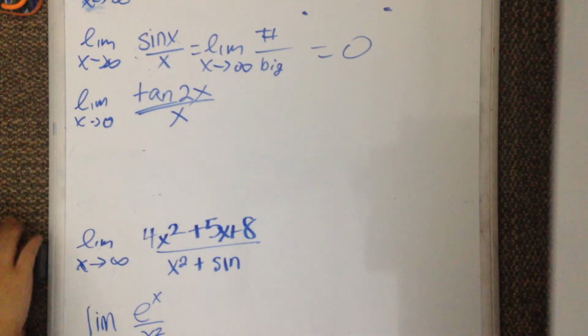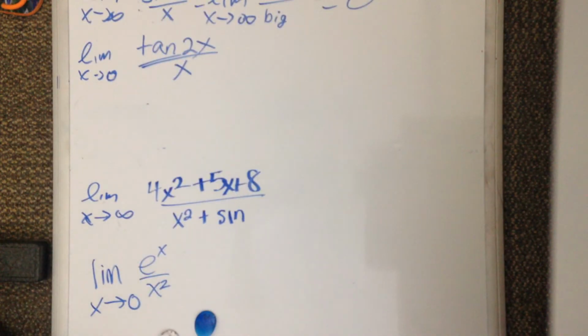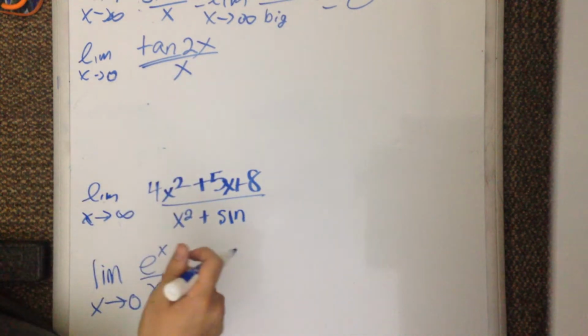First, we need to figure out what we can pull out. Can we pull out x? No, we can't. The reason is because it's a 0. We can't pull out zeros, right? That's like dividing by 0. That's breaking math.